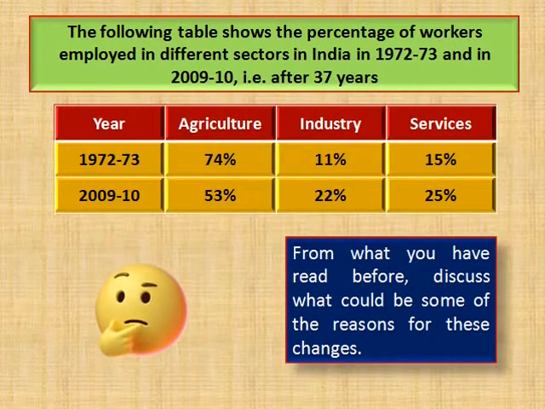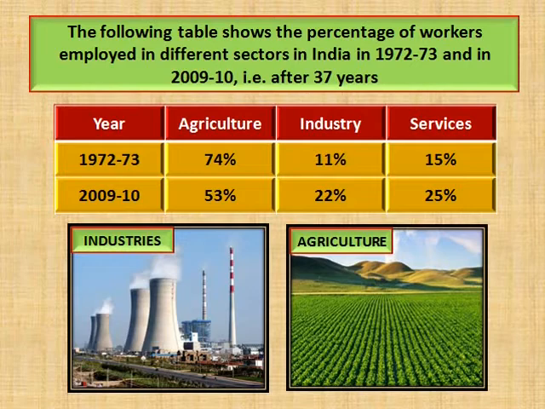From what you have read before, discuss what could be some of the reasons for these changes. There are two main causes for these changes. One is industrialization, second is more favorable schemes for industrialization than agriculture.